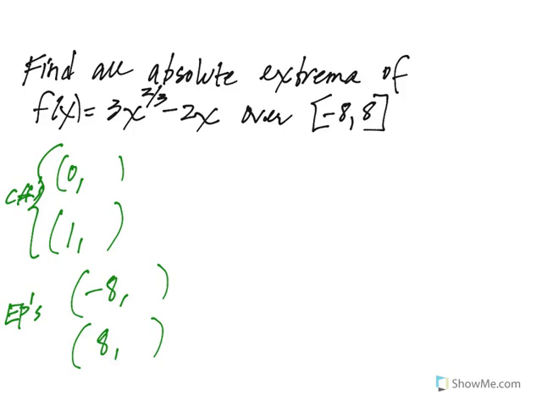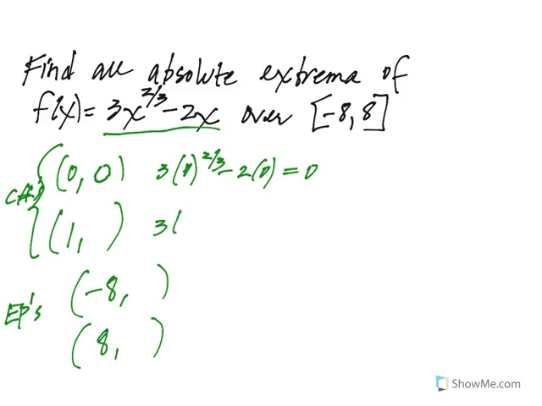Now the reason I'm writing these as an ordered pair is because if I'm looking for absolute extrema, I'm looking for the highest point and the lowest point. I won't know which one is the highest or the lowest until I actually find the y values. And if you remember from chapter 2, the y values come from the point machine. All right, so if I take 0 and plug it into my point machine, I've got 3 times 0 to the 2/3 minus 2 times 0. That gives me 0, so my y value is 0.